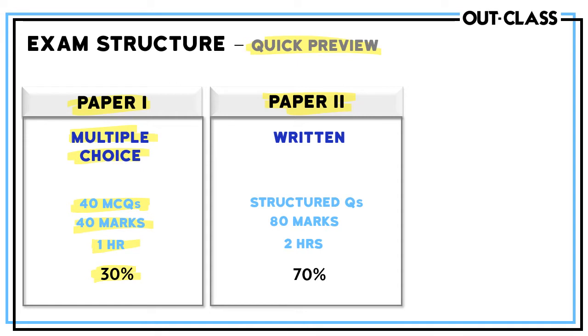Paper 2 will have written structured questions. All have to be attempted, no choice. It is an 80 marks paper. You will get 2 hours to attempt the paper and the paper holds 70% weightage.